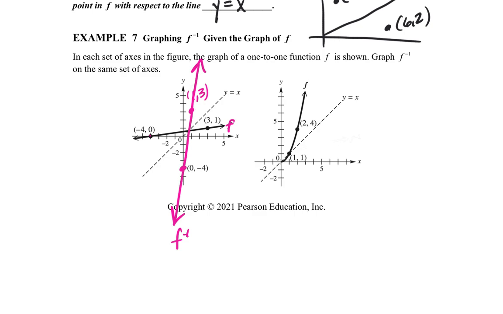If you have the point (1, 1), well, when you flip it, it's still (1, 1). So that one's not going to change, and that's okay. Here we've got (2, 4), so now we're going to go (4, 2). And so now we've got this graph. Now this is your inverse. So just flip the x and the y, the same thing that you do on the equations.